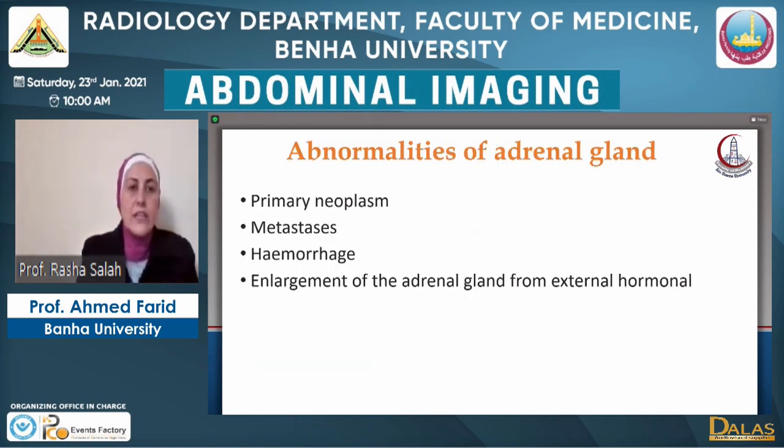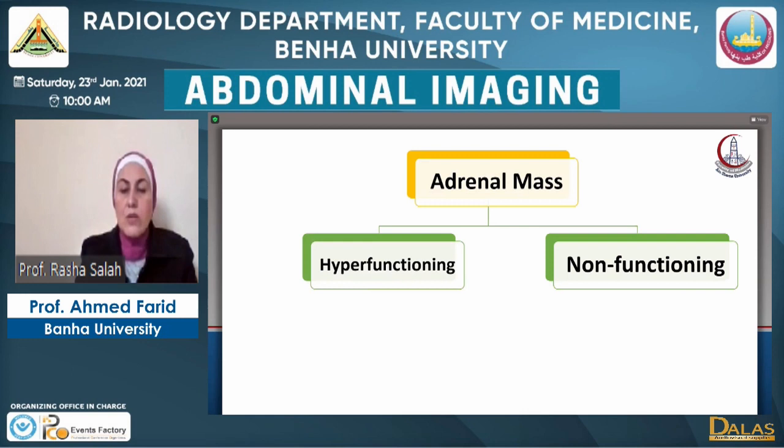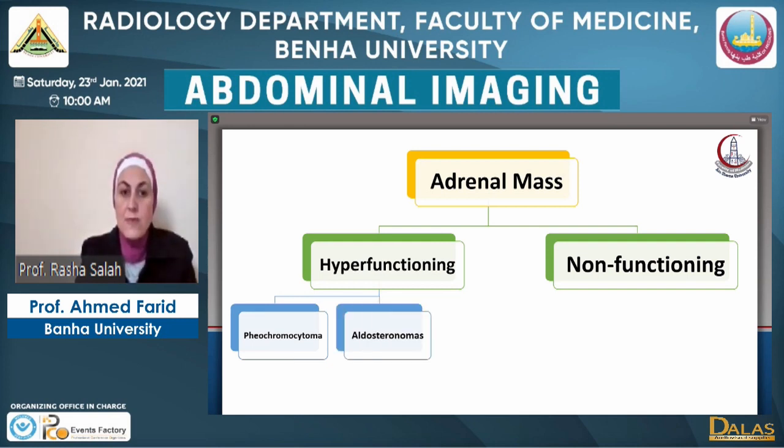Abnormalities of the adrenal gland include primary neoplasm, or metastatic adrenal masses, or adrenal hemorrhage, or enlargement of the adrenal glands from exogenous hormonal effect. Adrenal masses could be hyperfunctioning or non-functioning. Hyperfunctioning adrenal masses could include pheochromocytoma, aldosteronomas, or cortisol or androgen producing tumors, and of course they present with multiple clinical scenarios according to which type of hormone is secreted from these tumors.